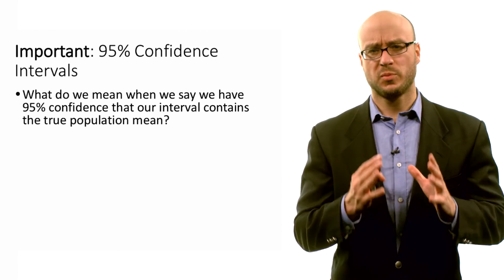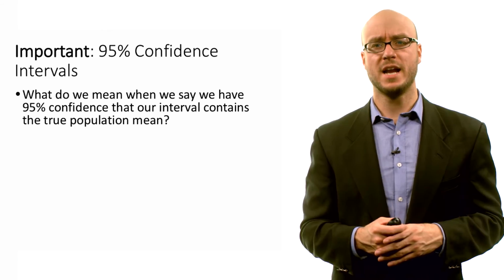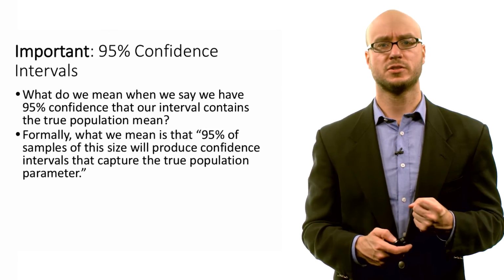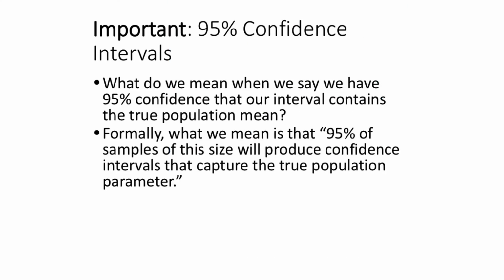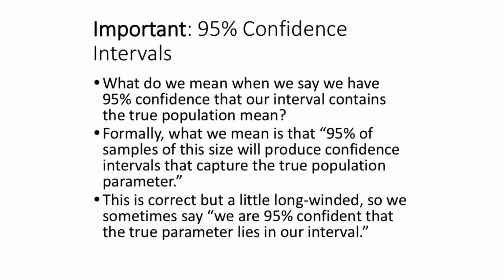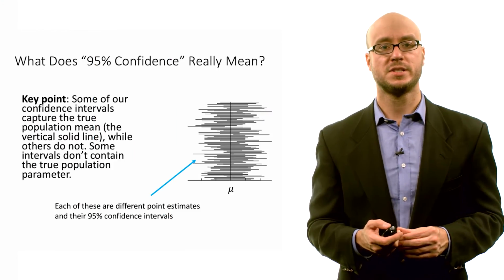So this is very important. What do we mean when we say we have 95% confidence that our interval contains the true population mean? Formally, what this is really saying is that, quote, 95% of samples of this size will produce confidence intervals that capture the true population parameter, the true population mean mu. This is a bit long-winded, so often people will say, as shorthand, we're 95% confident that the true parameter lies in our interval, where the interval is the point estimate plus or minus 2 times the standard error.